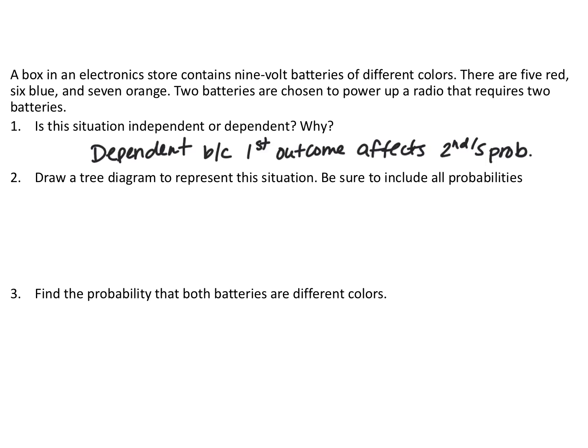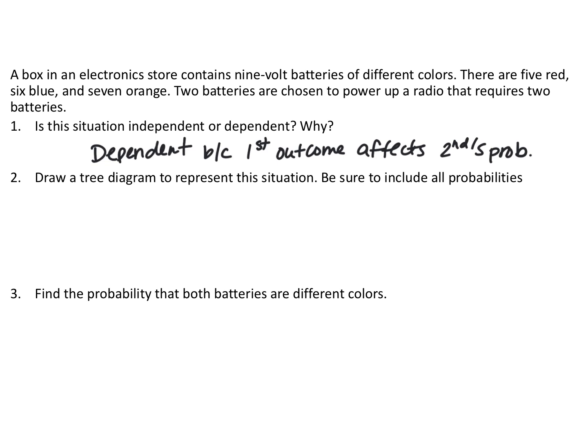Because we need to have both of those batteries in our hand, this is a non-replacing situation. So we take 1 battery out, we don't replace it, and we pick another one. Because of that, this would be a dependent situation because the first outcome is affecting the second's probability. So now we want to draw a tree diagram that represents this situation.